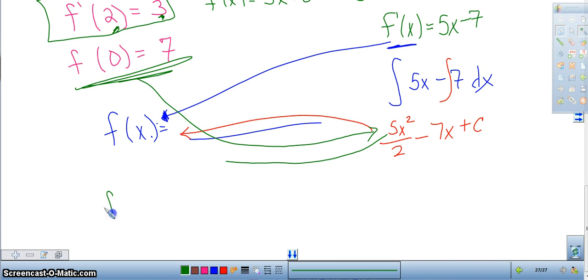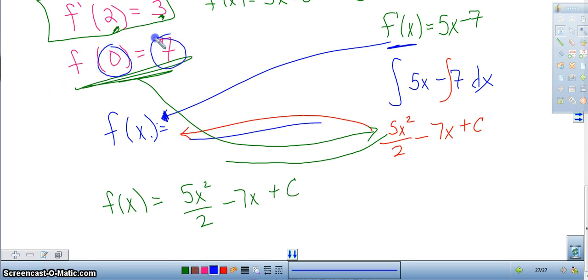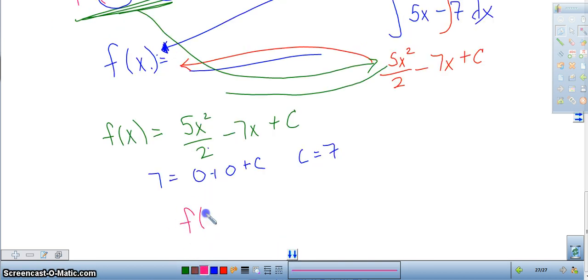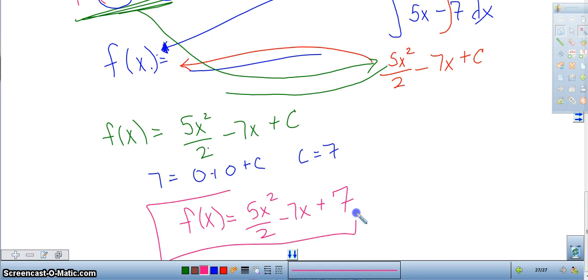So we know that f(x) equals 5x squared over 2 minus 7x plus c, and when x is 0, the function equals 7. So 7 equals 0 plus c, so c equals 7. The answer to that question, what is my original function? f(x) equals 5x squared over 2 minus 7x plus 7. We're actually going to use stuff like that today and tomorrow. We can do that with acceleration and velocity and position functions all over again. So, see you in class.